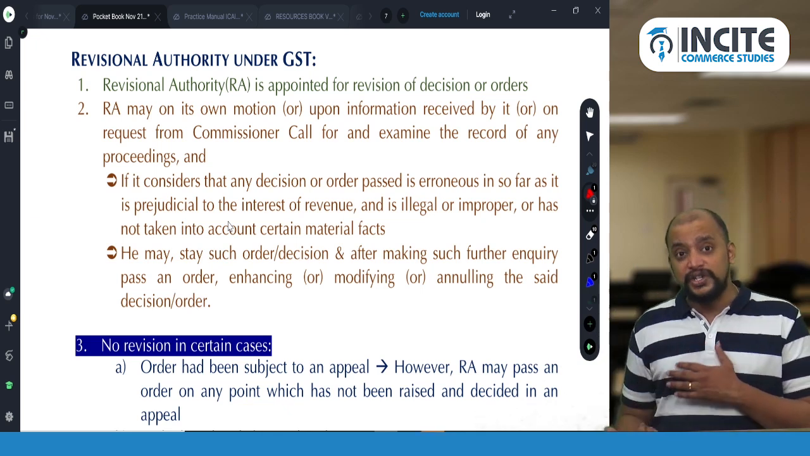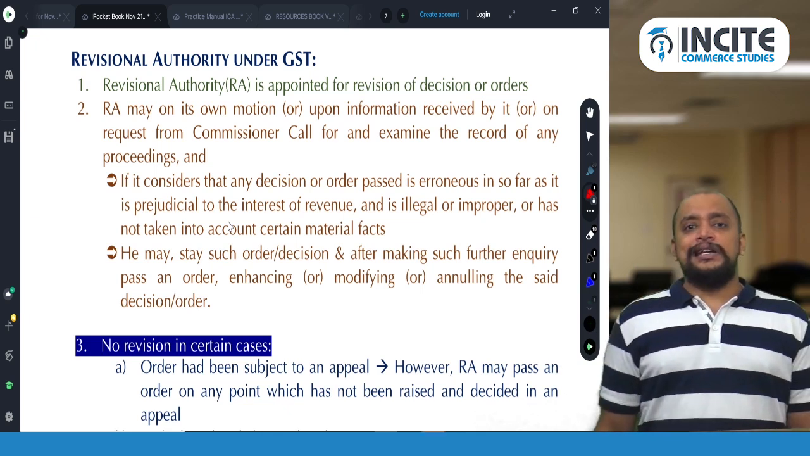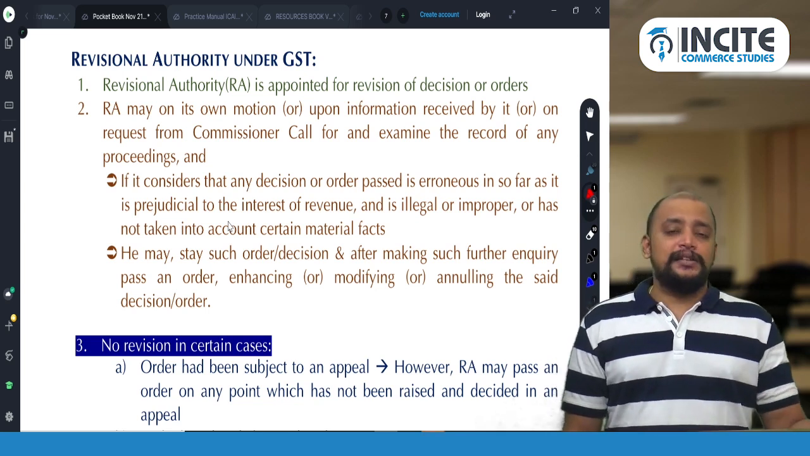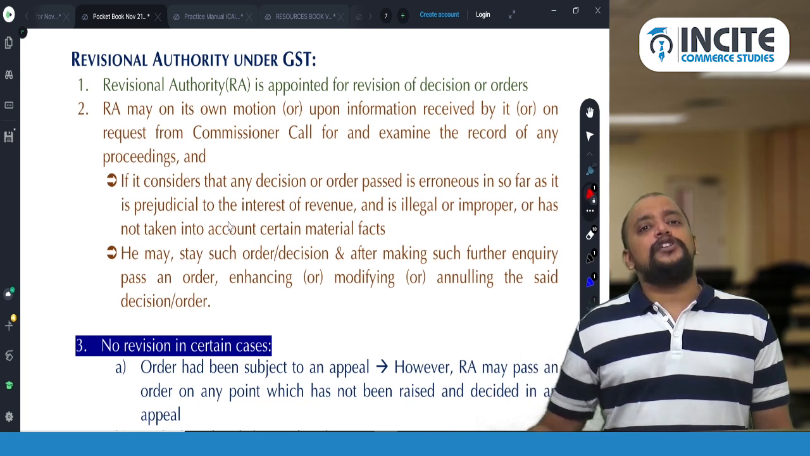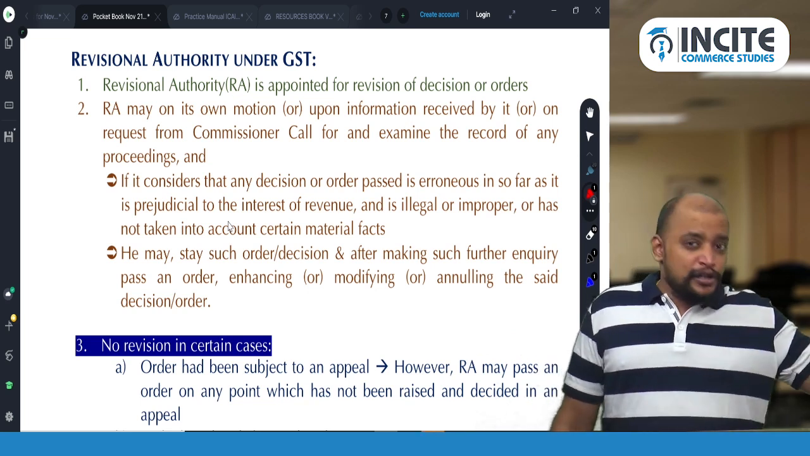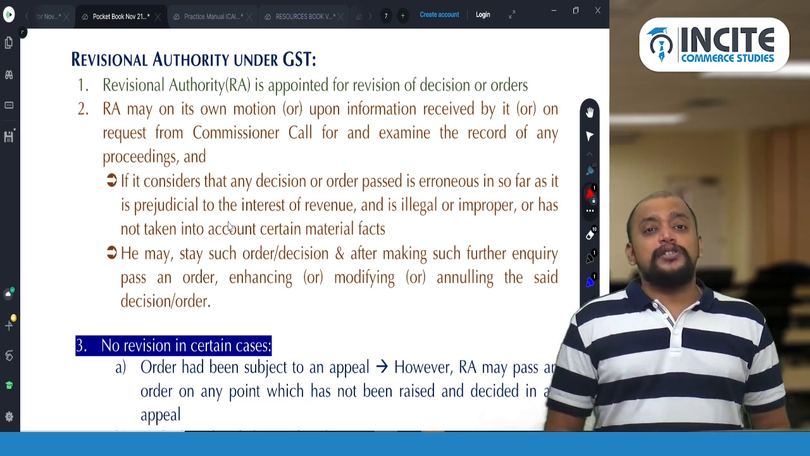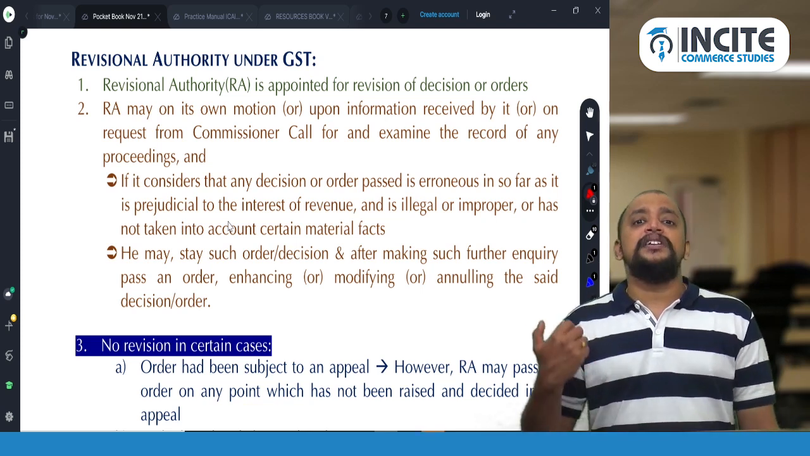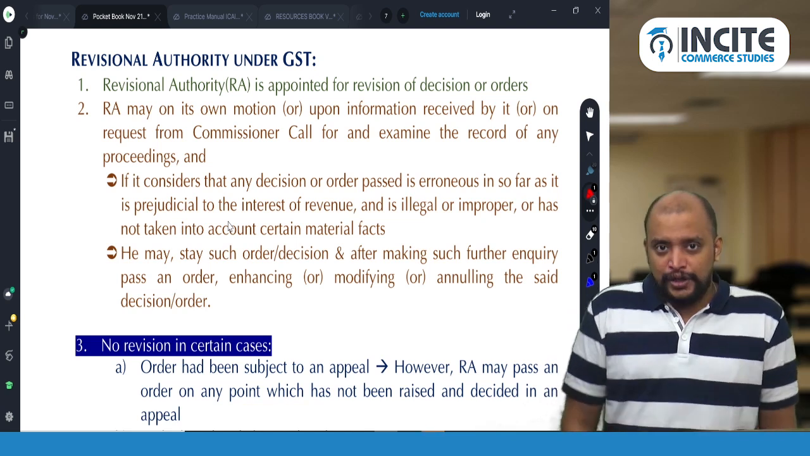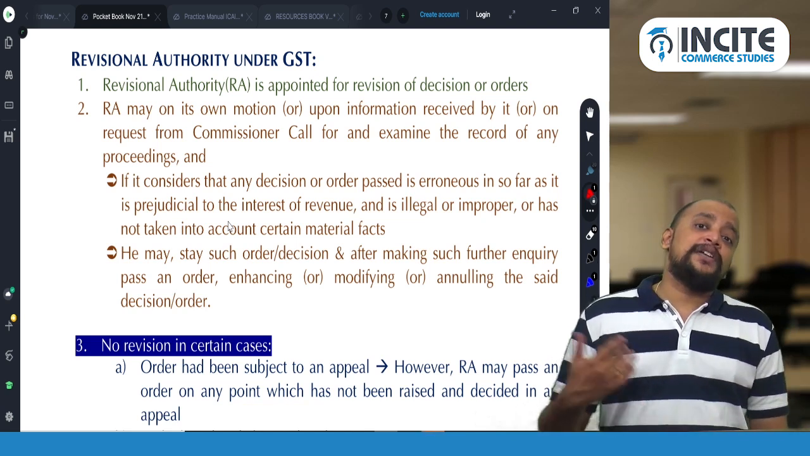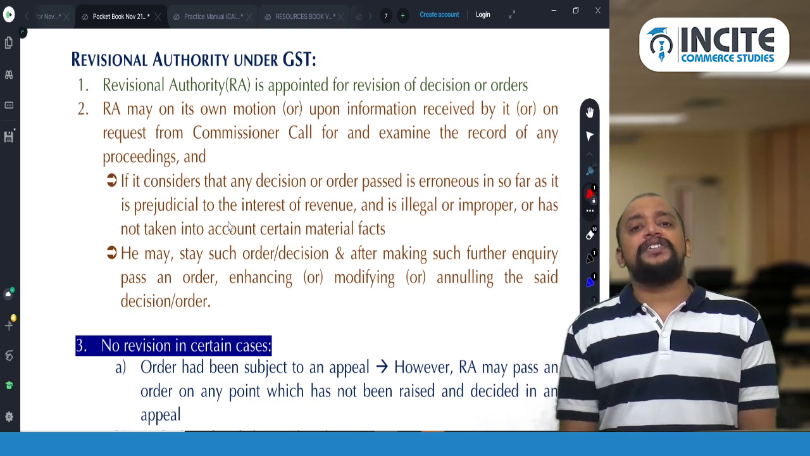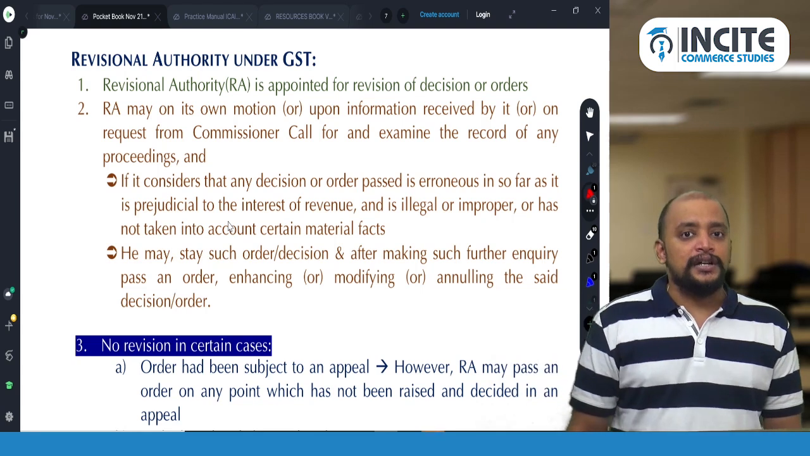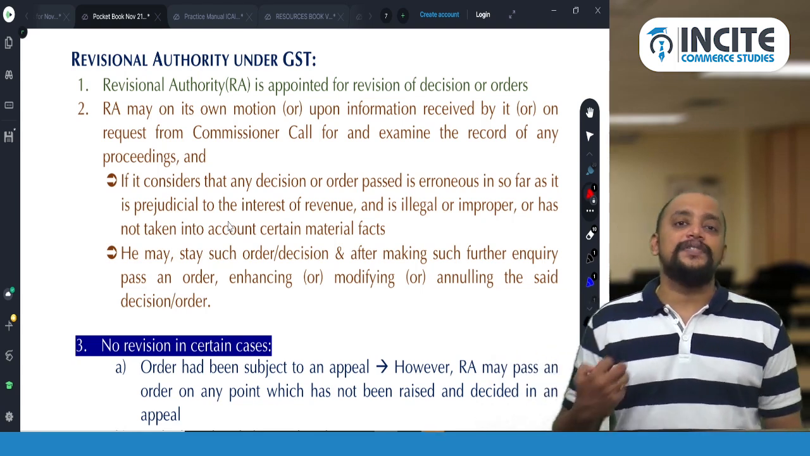Then what is this revision? This revision is like a whistleblower mechanism. Already the department passed an order. On that, the registered person also is not going for appeal. The department also is not going for appeal. So these orders passed by the adjudication authority will be taken up by the revisional authority on their own motion, or based on the information that they have obtained that an officer has passed an erroneous order, or based on the request of the commissioner, they will take some adjudication orders for revision.